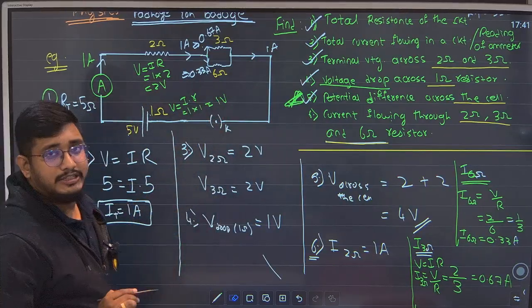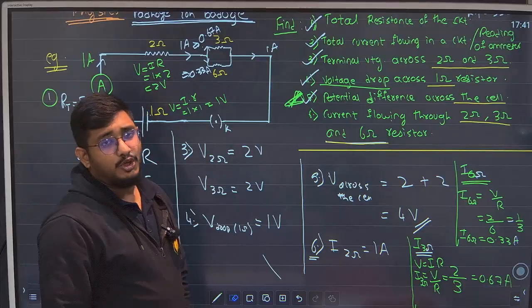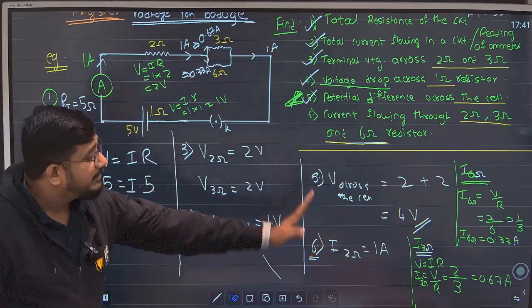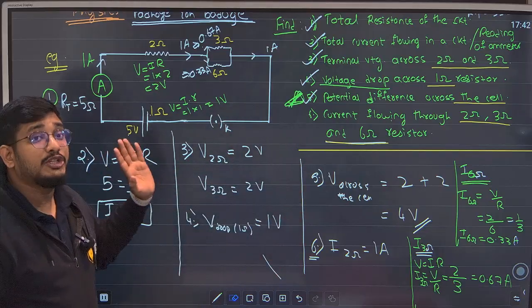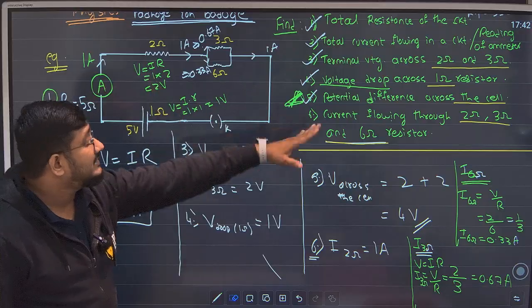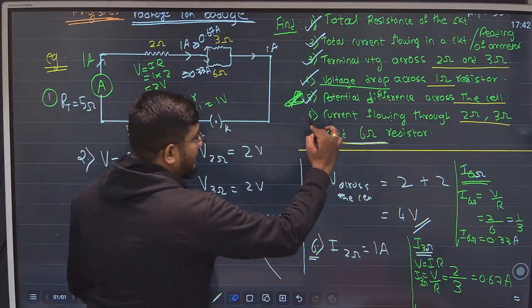Understood? So this type of question they will ask you. I will suggest you to solve all the numericals from exercise 8B using this technique. It will be easy for you. Okay, done.